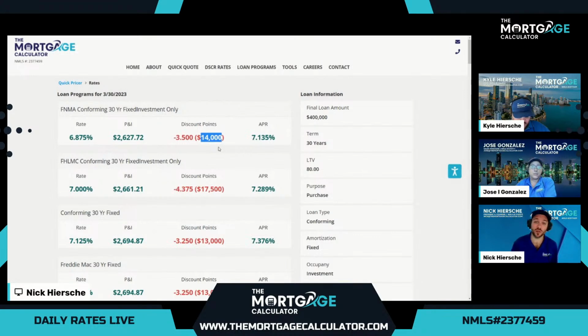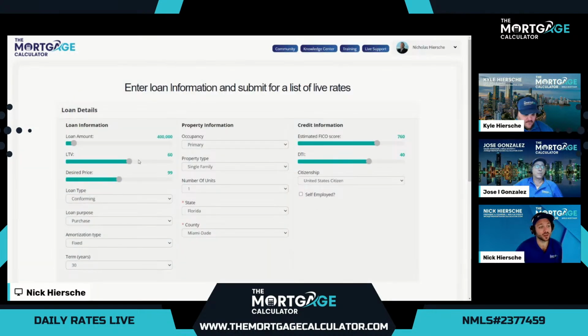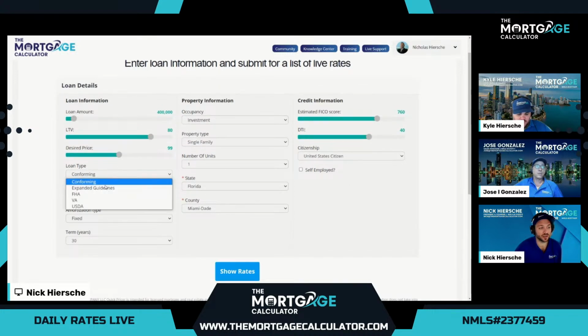So many times our investors would like other options. They don't mind a higher rate if they can save some of this money out of pocket. Even though this has a great APR of 7.135, it does cost a little bit out of pocket. So we love to compare our non-QM options in order to solve that problem. For our final demo here, we'll set everything else the same. We'll switch to investment property and under non-QM expanded guidelines.